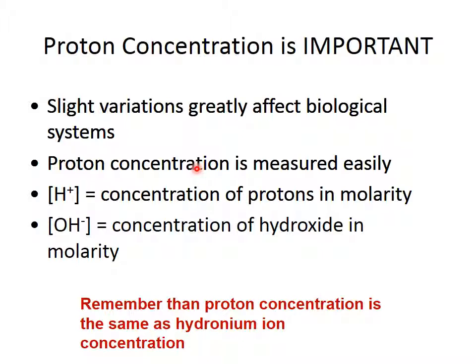So what we're going to be doing is looking at proton concentration in water under various circumstances. To express that concentration, we put a bracket around the proton, and then that says proton concentration in molarity, and we don't have to put M after the number. Likewise, if I put brackets around the hydroxide, that says concentration of hydroxide in molarity. Just remember that proton concentration is the same as hydronium ion concentration, and so you can use those two terms interchangeably.